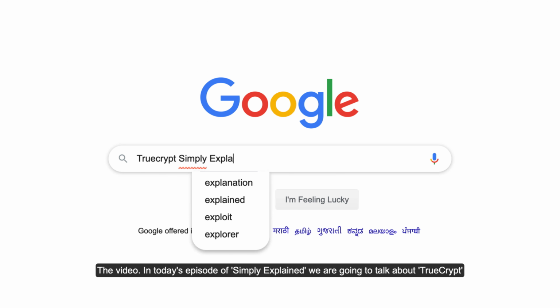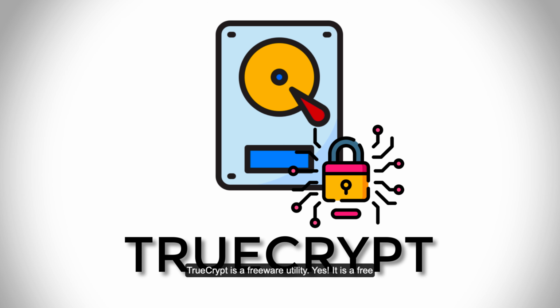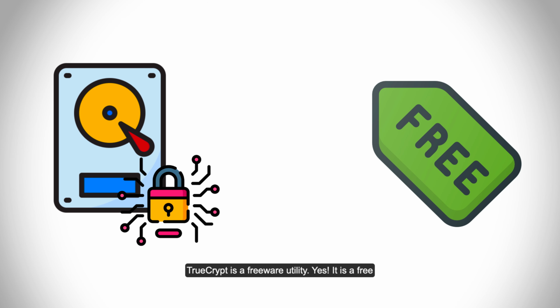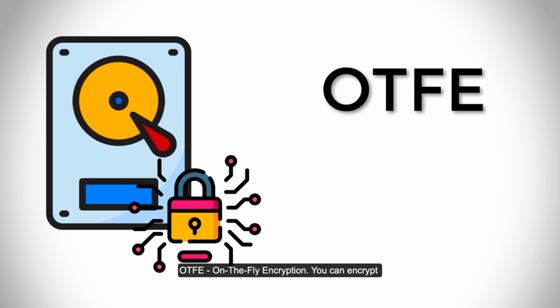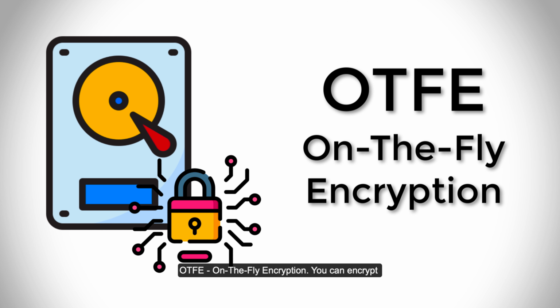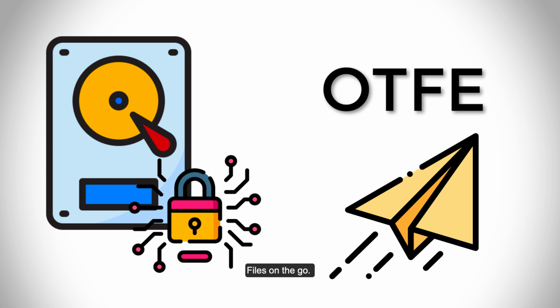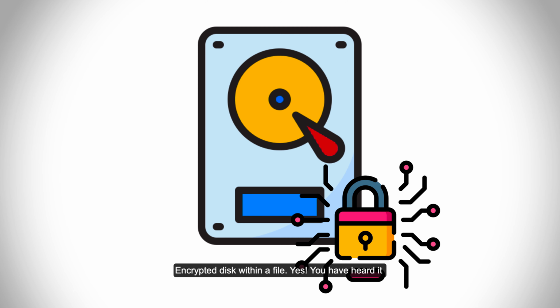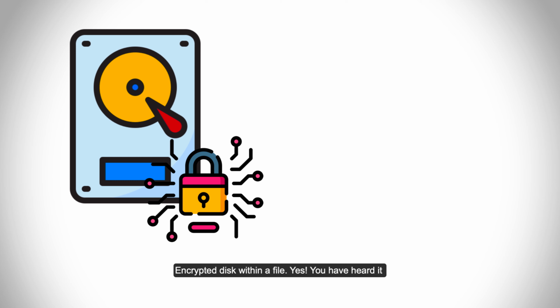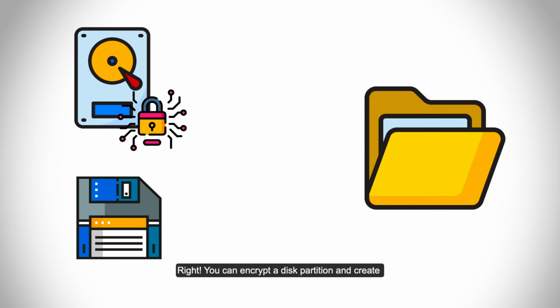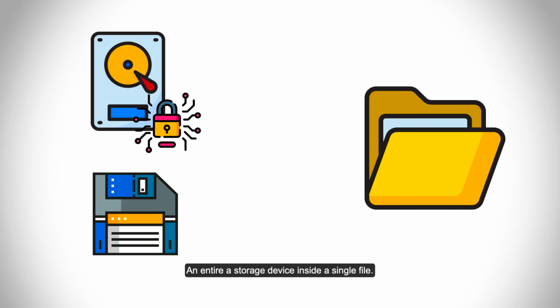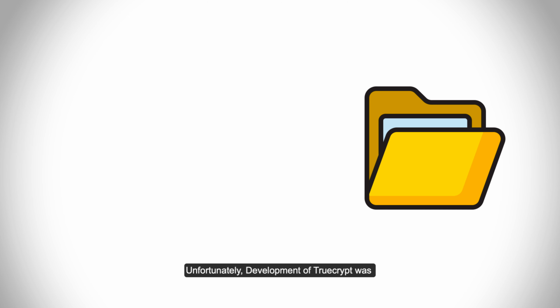In today's episode of Simply Explained, we are going to talk about TrueCrypt. TrueCrypt is a freeware utility. Yes, it is free software, freeware for OTFE, that is on-the-fly encryption. That is, you can encrypt files on the go. TrueCrypt is basically used to create a virtual encrypted disk within a file. Yes, you have heard it right. You can encrypt a disk partition and create an entire storage device inside a single file.